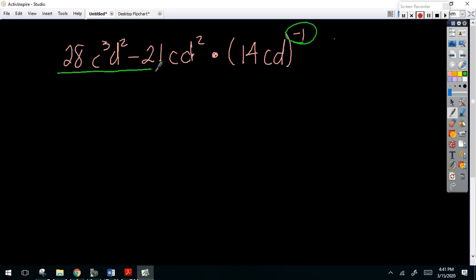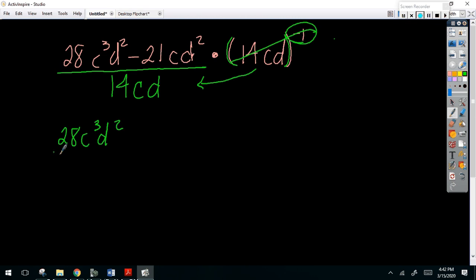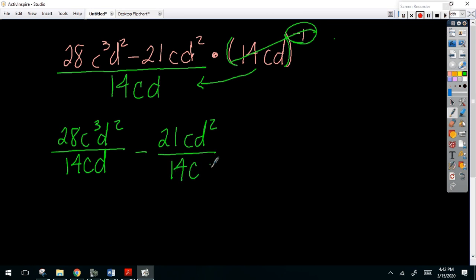So what I'm going to do is make this part into a fraction, because this is in parentheses. All of it is going on the bottom of the fraction. So this is over 14cd. Notice I'm dividing by a monomial. So what I want to do is split this fraction up, okay? I have 28c cubed d squared over 14cd minus 21cd squared over 14cd.